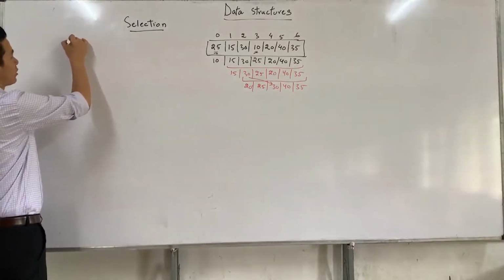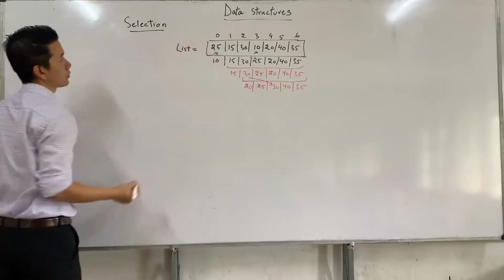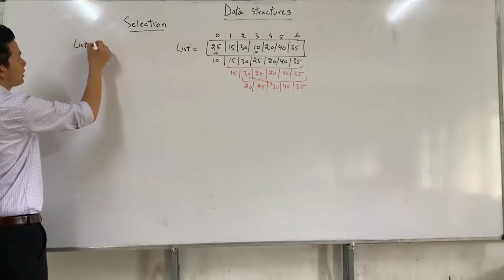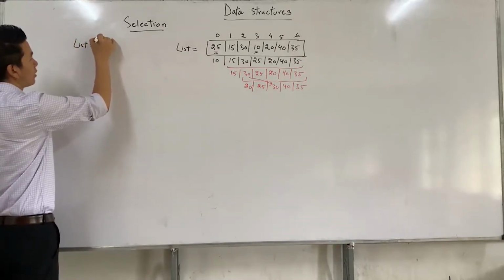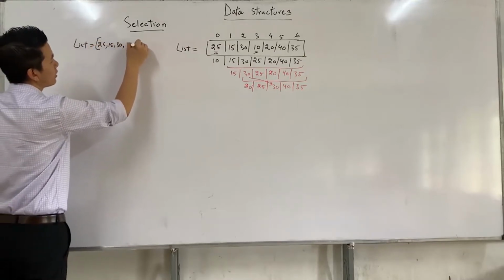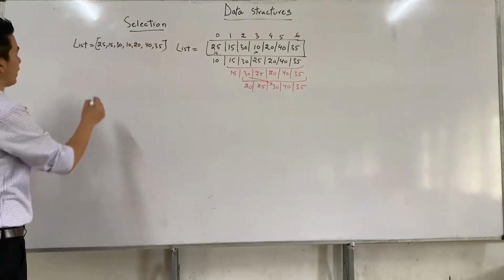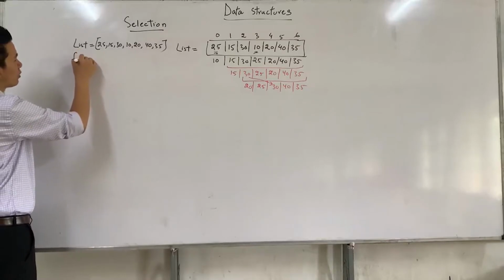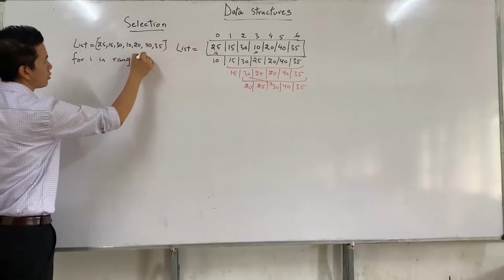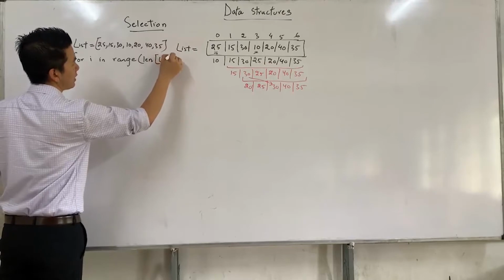Let's say this is the list, alright? This is the list. So I have numbers like, okay, just write it here. List is equal to 25, 15, 30, 10, 20, 40, and then you have 35, right? And then we'll start the outer loop: for i in range, and then I'll have length of list.